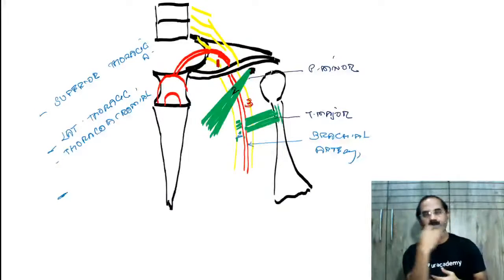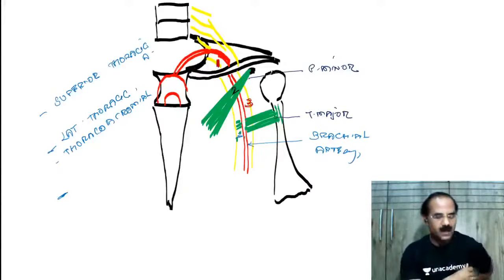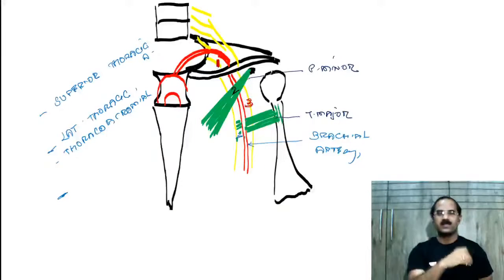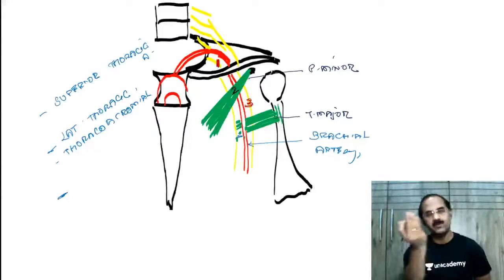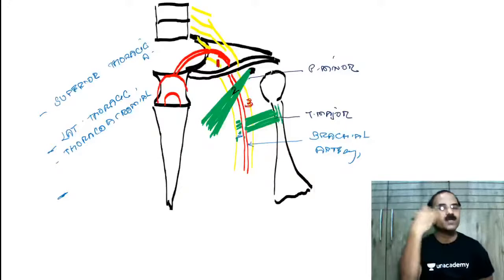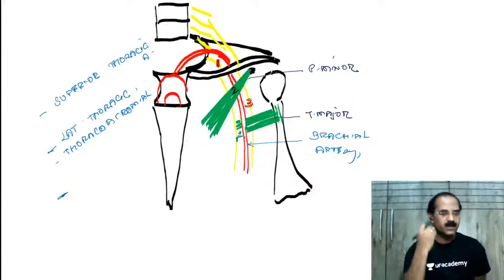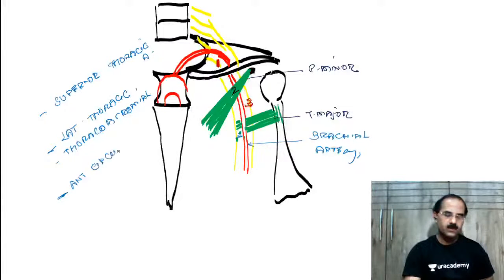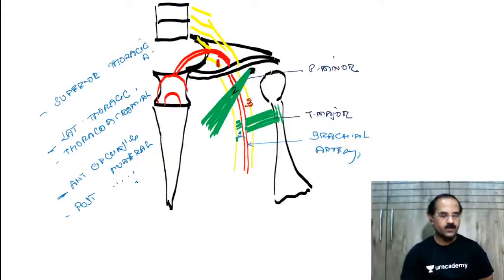And tell me, when anything winds around, what do you call this? Circumflex. Anything that winds around is known as circumflex. And it winds around what? The humerus. So it is known as the circumflex humeral artery. One winds from front, so anterior circumflex humeral. From the third part, the second branch is the posterior circumflex humeral.